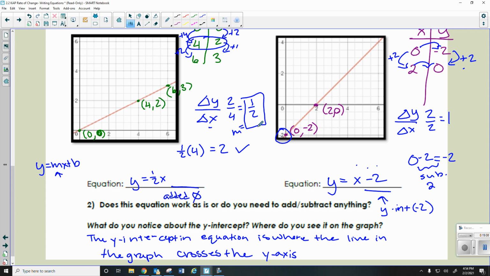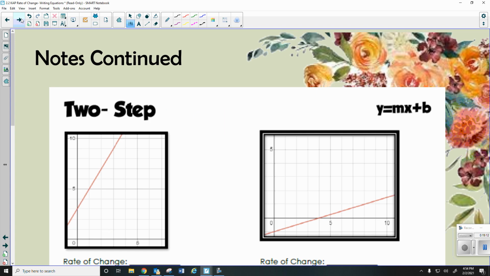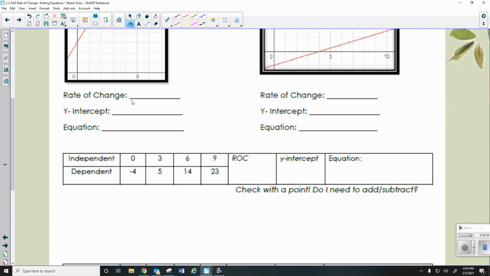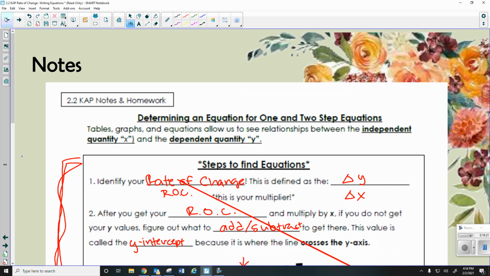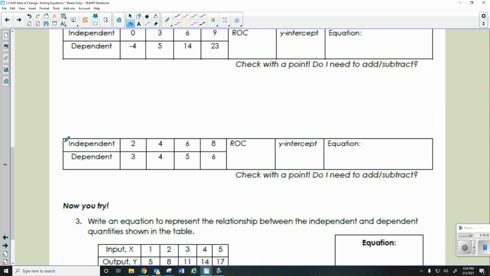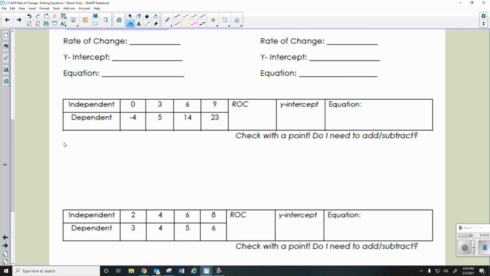Okay, let's keep pushing through. We're going to do some 2 steps. Those problems we just did were either 1 steps, adding or multiplying. We're going to spice it up, but go back to that home base: identify our rate of change, then figure out if we need to add or subtract anything. I'm going to start with the tables because I'm personally better with those, and you will be too. First I need the rate of change, which is change in y over the change in x.